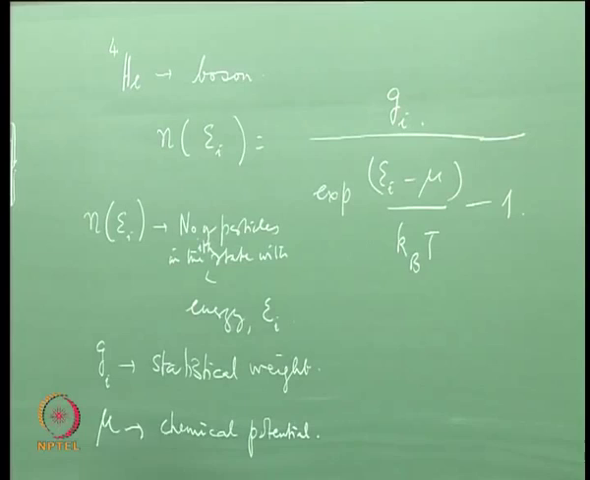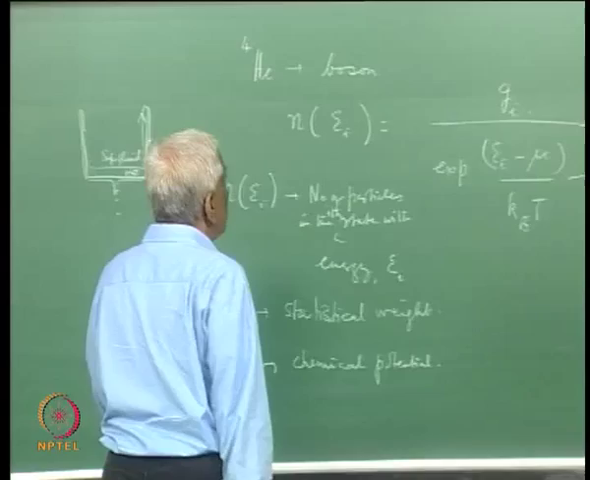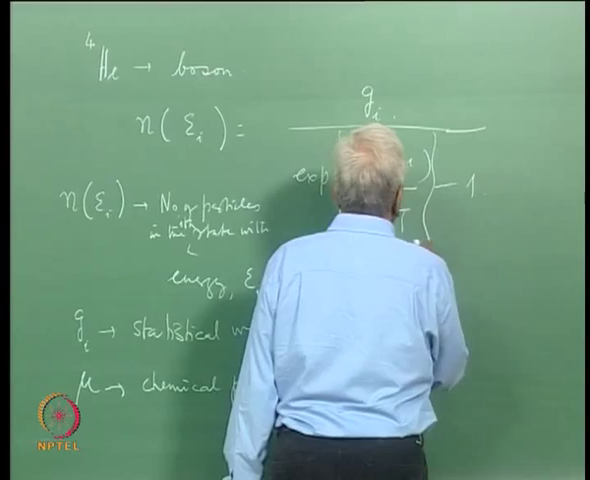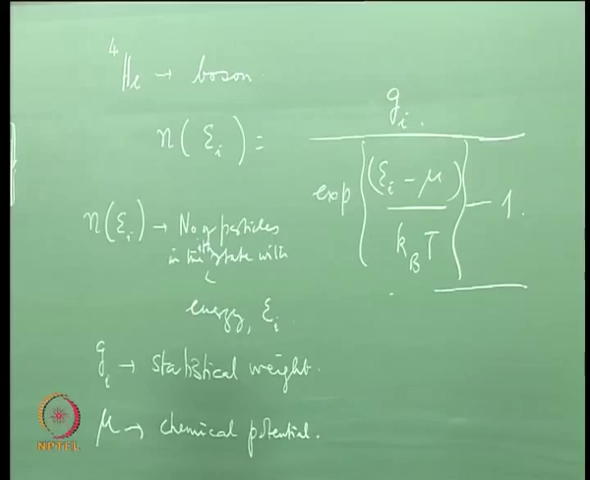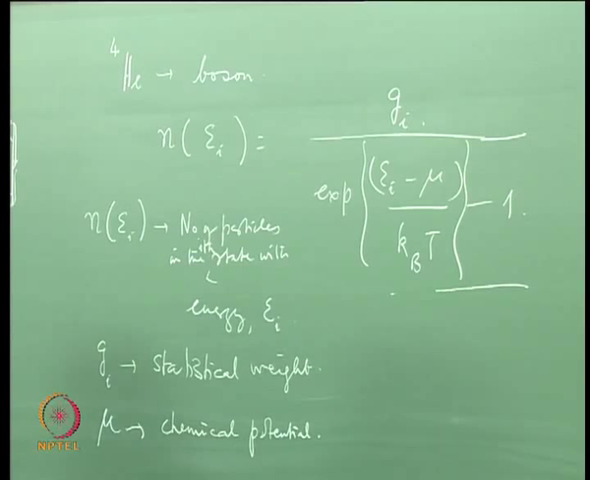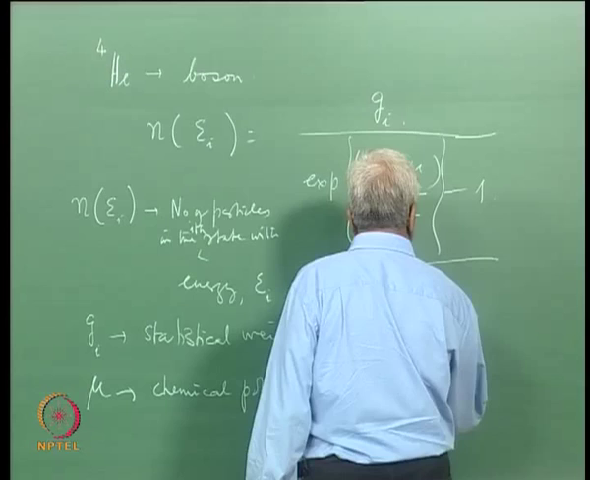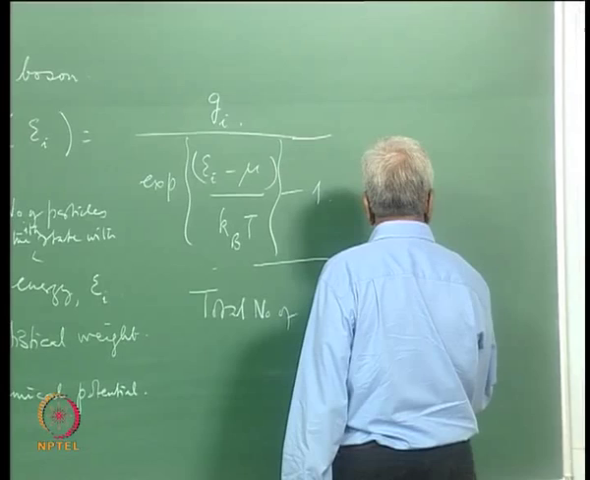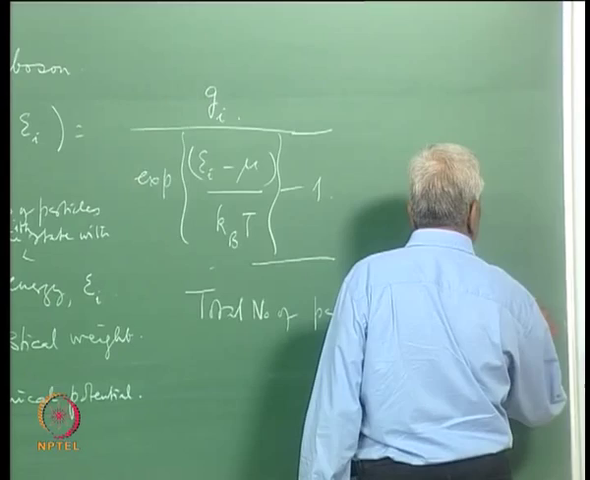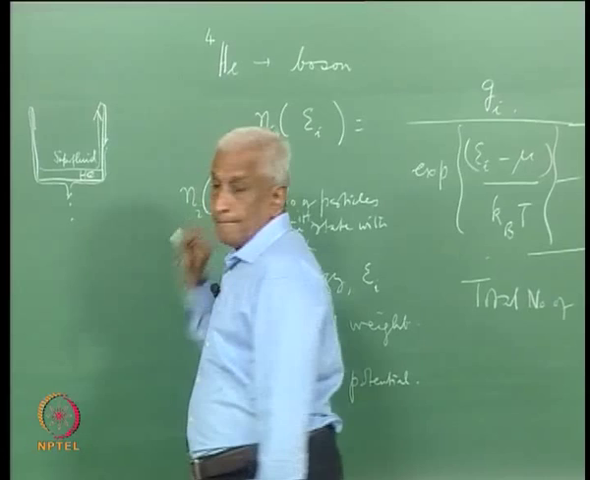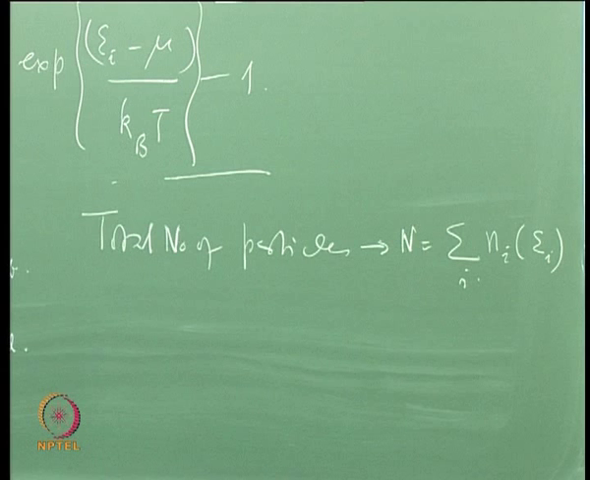So, that is the distribution function, and looking at this distribution function, one finds some very interesting characteristics. The total number of particles, in this case helium atoms, is N, which is the sum over i of n_i. Now, if you look at this distribution function, it has some peculiar features.